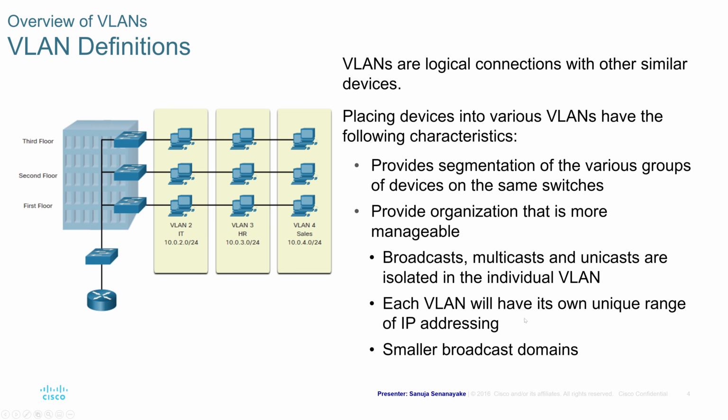In other words, the VLANs can break up the broadcast, multicast, and unicast domains. And each VLAN will have its own unique range of IP addresses, hence breaking up your network and causing the network to have smaller broadcast domains. So in other words, the VLANs will allow you to not only segment your networks into various groups such as IT, HR, and sales, it also enables, by doing that, breaking the broadcast domain into smaller segments.